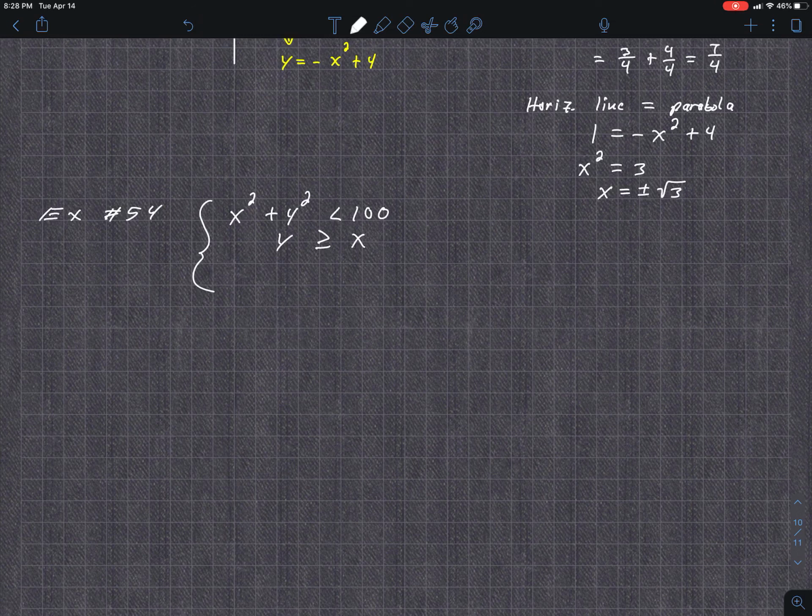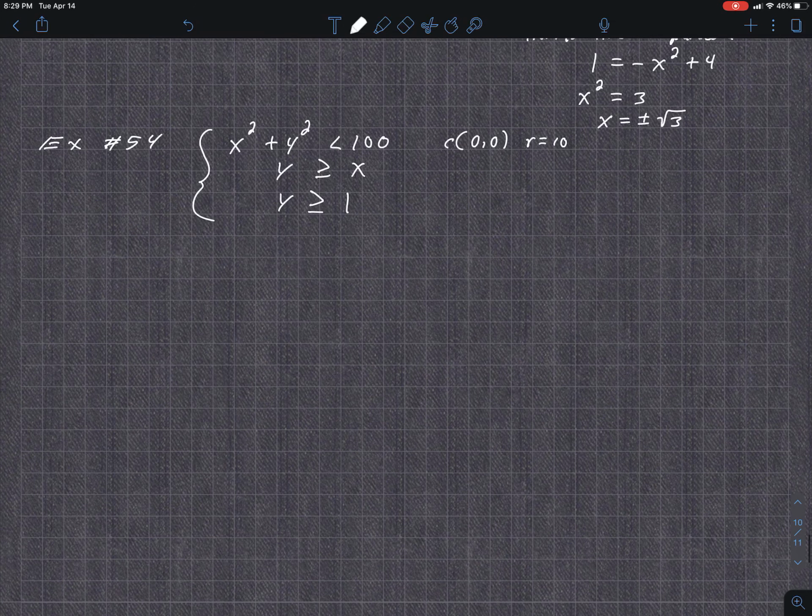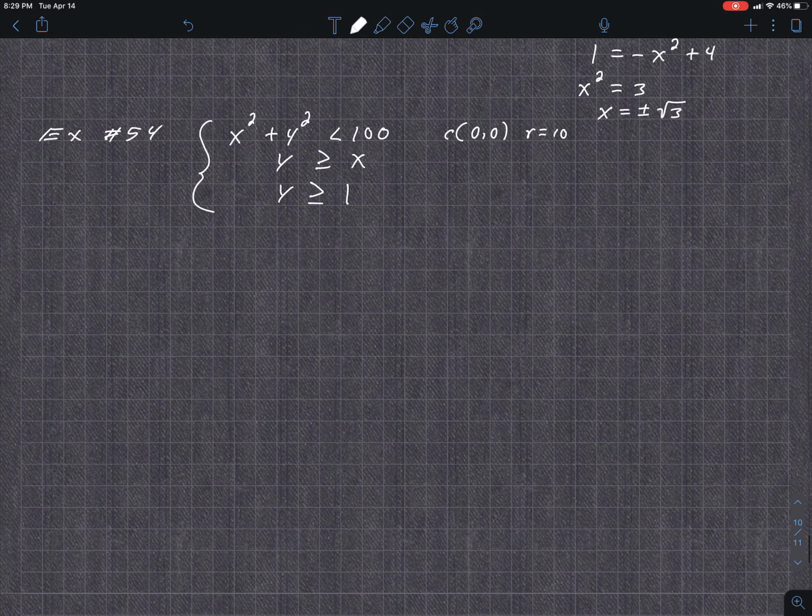So y greater than x. x squared plus y squared is less than 100. y greater than or equal to x, and y greater than or equal to 1. So that's our system. So you have a circle centered at the origin. And what's your radius? It's 10. Yes, r is 10. So your center is 0, 0. r is equal to 10. Okay, so make a big circle when you do this, and then you've got to find all the intersection points as well. Note which ones are dotted, which ones are solid.